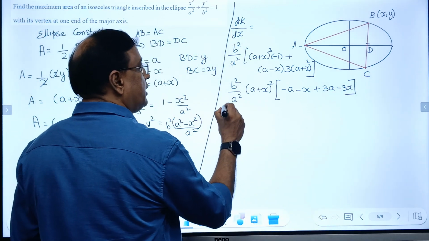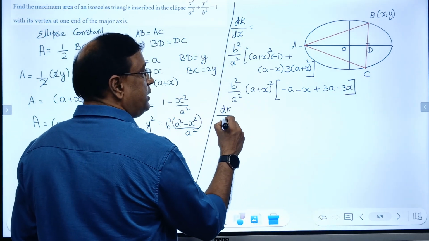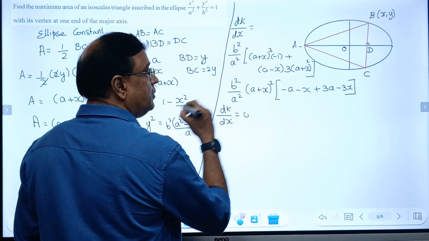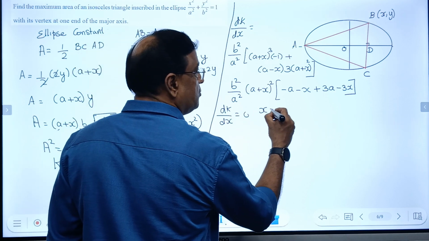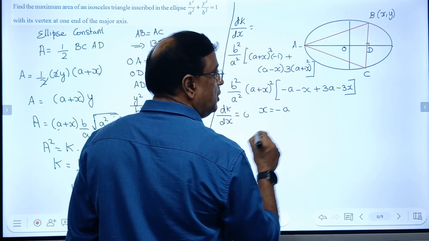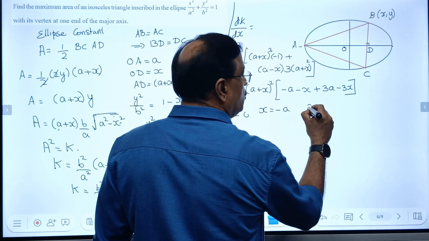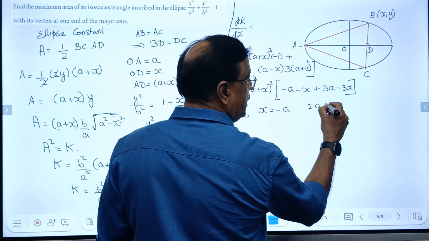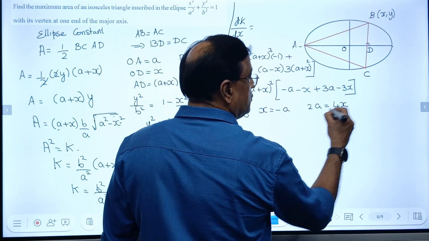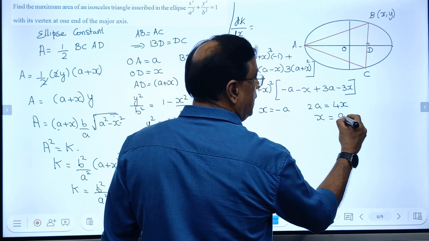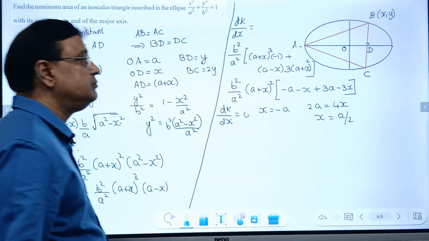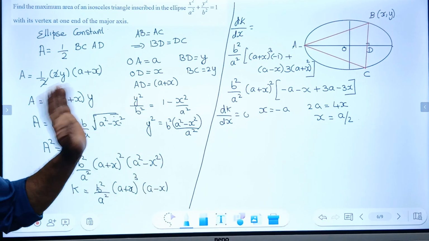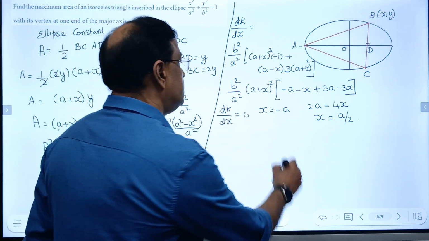Now I find the critical point. dk by dx equal to 0. So I get x is equal to minus a, which is invalid, or otherwise I'll get 2a equal to 4x. So x is equal to a by 2. This is invalid. Okay.